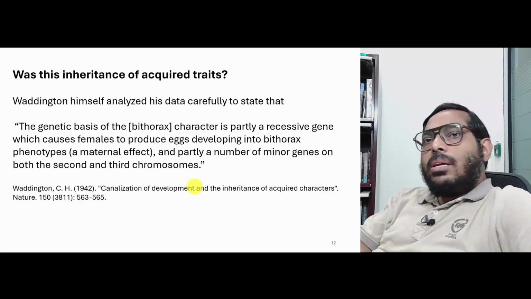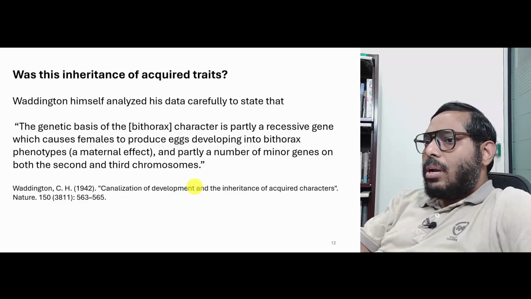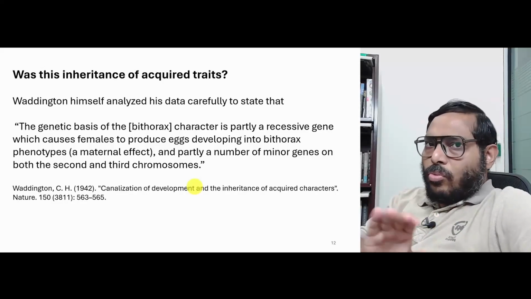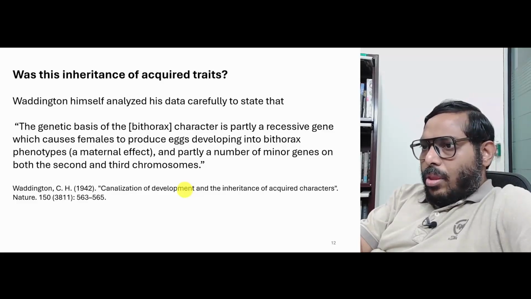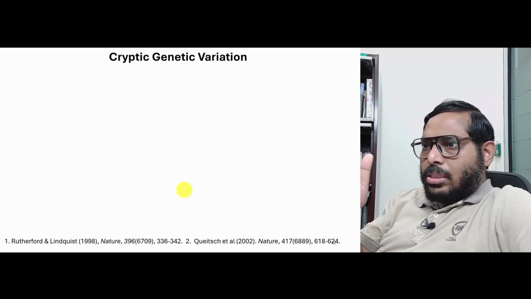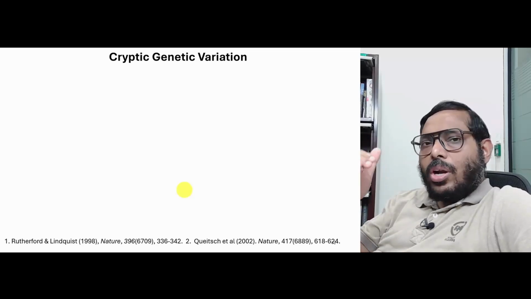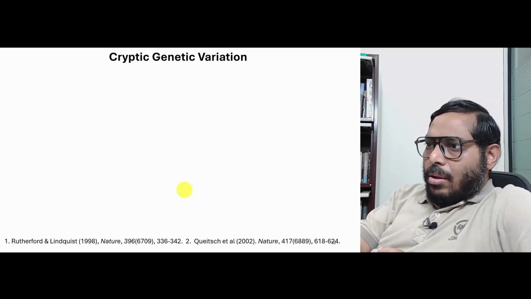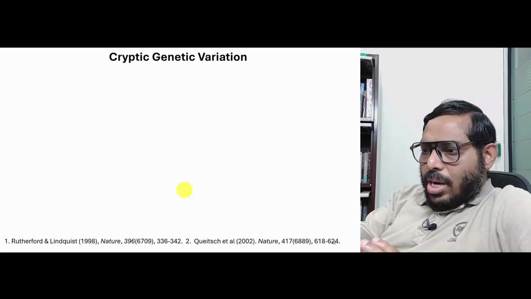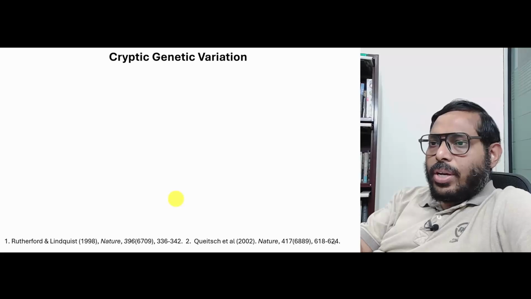But then later historians and later biologists also explicitly pointed out that that is not what Waddington was trying to say. So now this leads us to a certain concept of cryptic genetic variation, and this relates to the work of Susan Lindquist. So, what was the work?